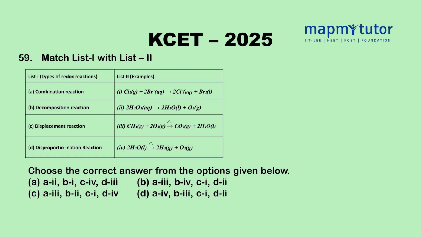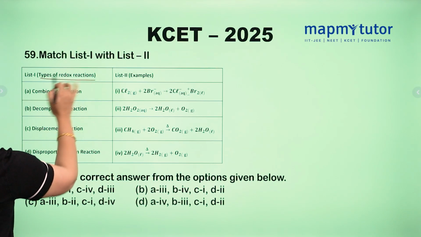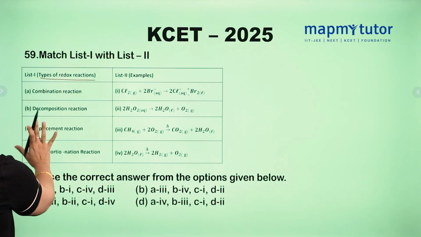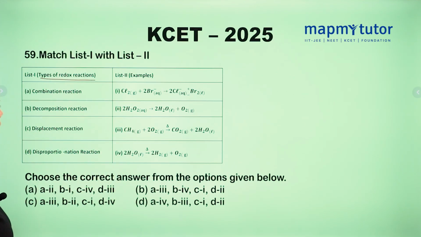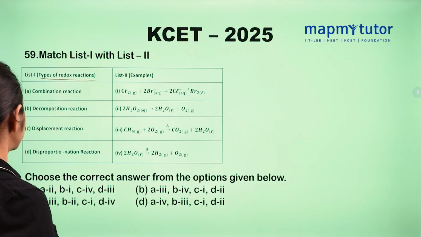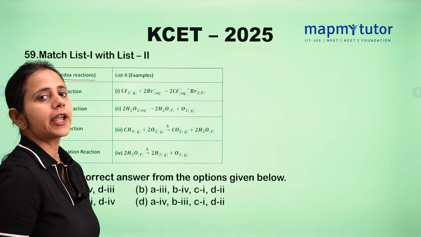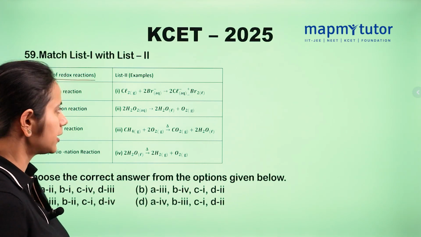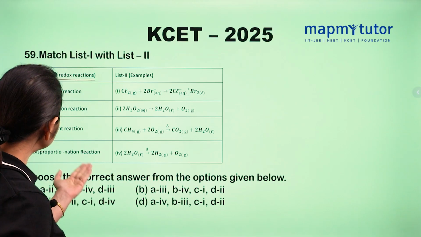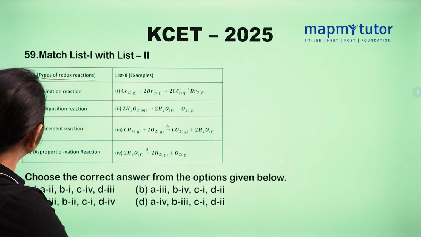Match list 1 and 2. These are the types of redox reactions given, and we have to match these reactions with the examples. So first is the combination reaction. What is a combination reaction? When we add two or more reactants and get a single product, that is known as a combination reaction. Is any example matching with this?